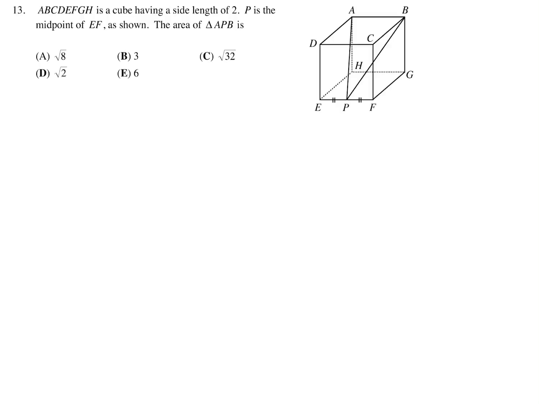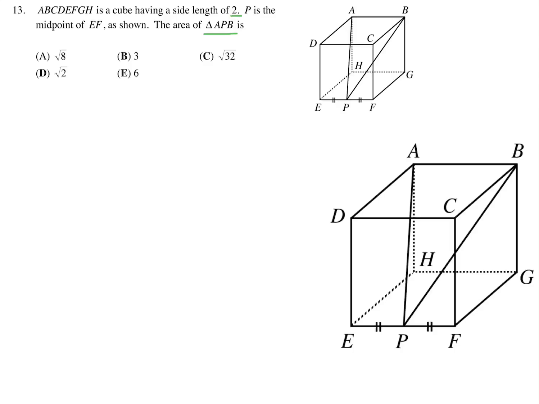A, B, C, D, E, F, G, H is a cube having side length 2. P is the midpoint of EF, as shown. The area of APB is. So APB is this triangle right here. They want you to figure out that triangle's area. Okay?